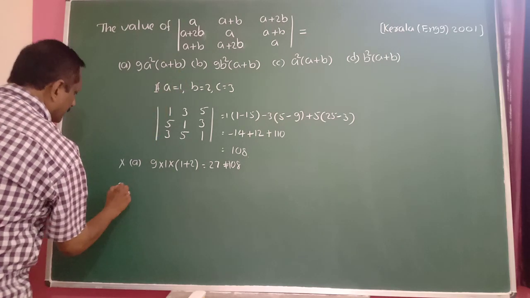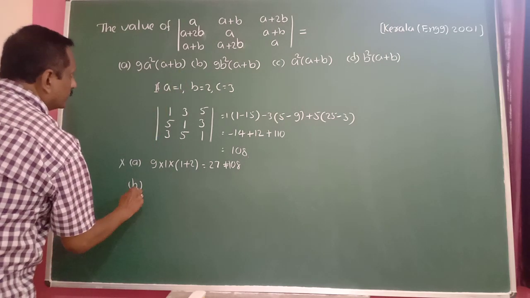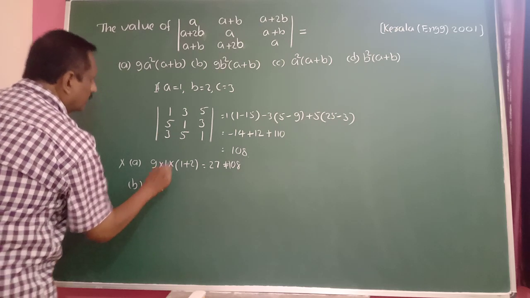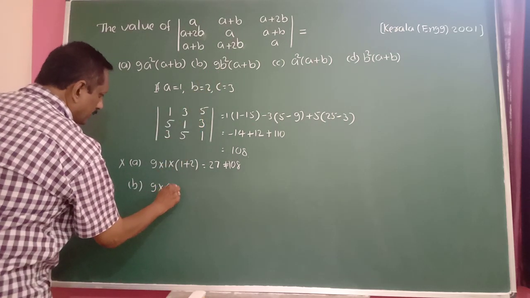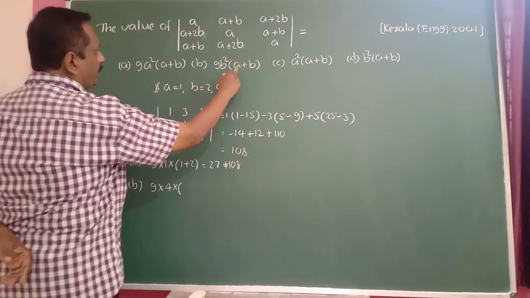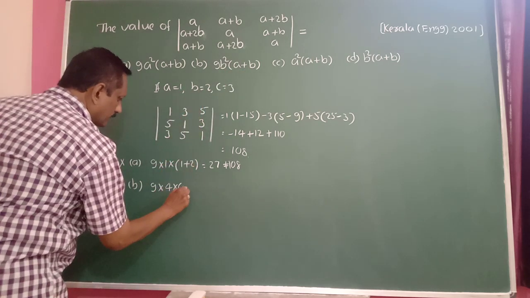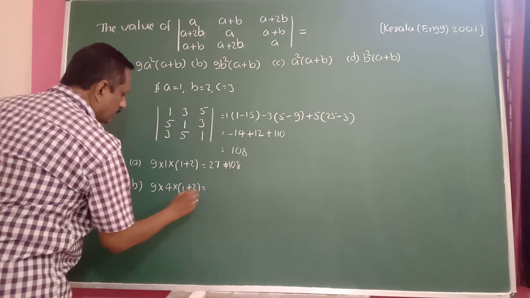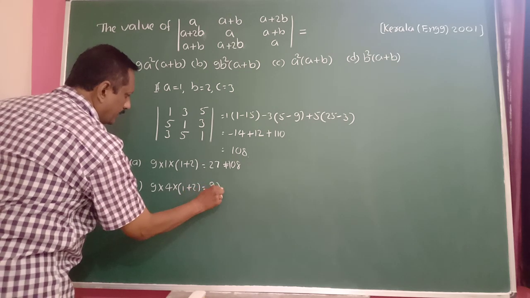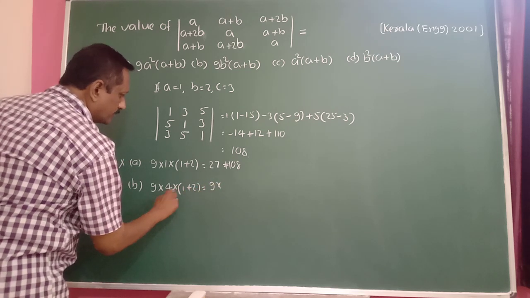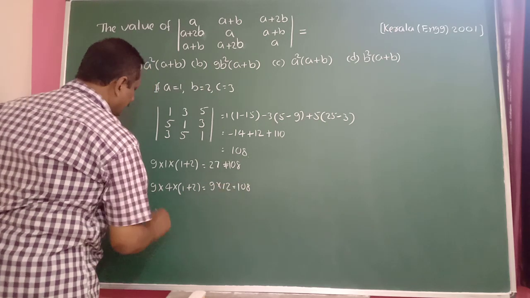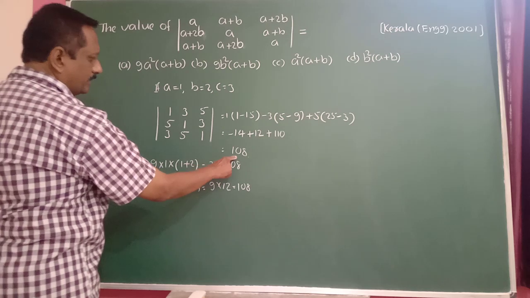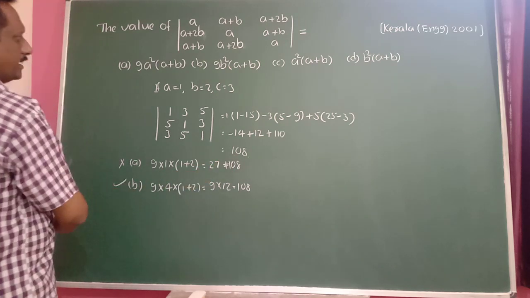Take the second option. So 9 into b square. B value is 2 here. 2 square is 4, into a plus b, 1 plus 2. Therefore 9 into 3, 4 threes are 12 here. 12 into 9 here, 108. So this is correct, 108 here, yes, 108. So the second option is correct.